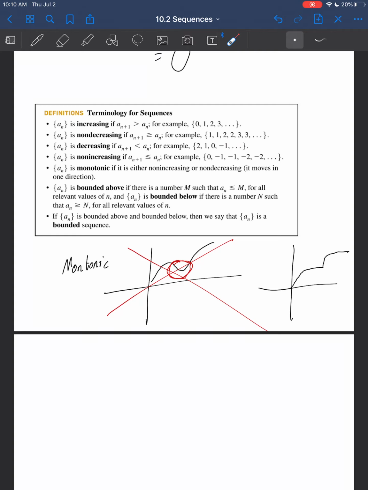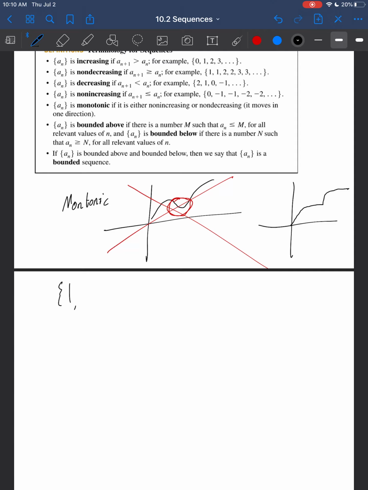And then if both things are true, we say that the sequence is bounded. So for an example of a bounded but non-monotone sequence, we have 1, -1, 1, -1, 1, -1, and so forth. So this is bounded, right? It always stays between 1 and -1, but it is not monotonic.